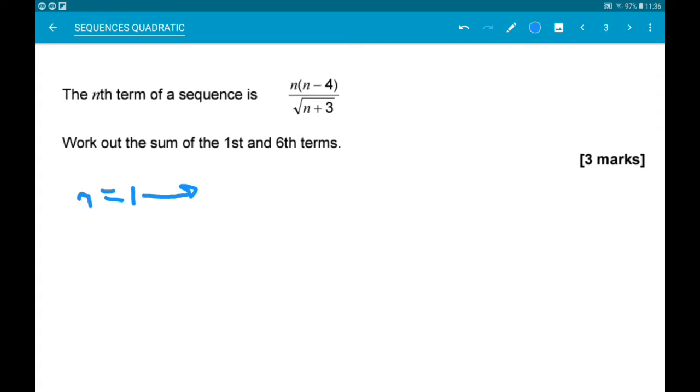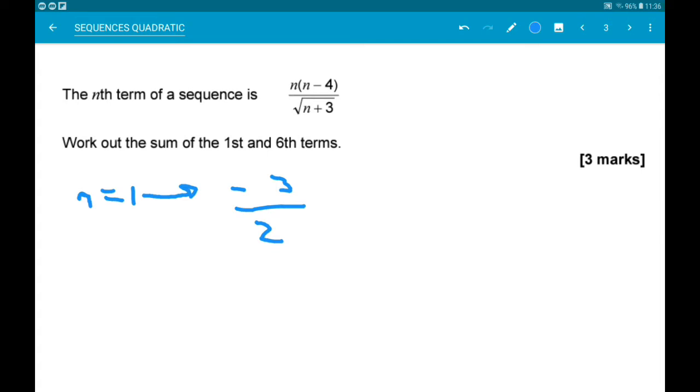So that's going to give us 1 times (1 minus 4). So that's minus 3 over the square root of 1 add 3. So the square root of 4 is 2. So we get minus 3 halves.